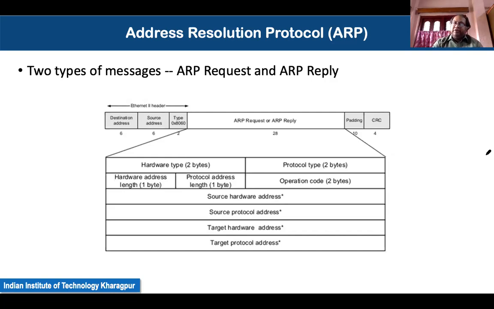So ARP uses two different type of messages, ARP request and ARP reply, and that message particularly contains these four fields which are of interest to us. The source hardware address, it is the MAC address of the source who is requesting for the ARP reply. The protocol address, that means the IP address of the source. The target hardware address, the machine for which it wants to know the MAC address, and the target protocol address, the IP address of the machine for which it wants to get the MAC address.